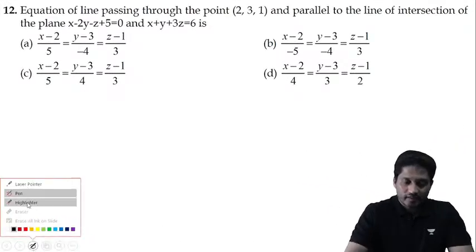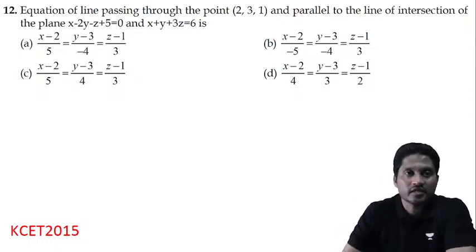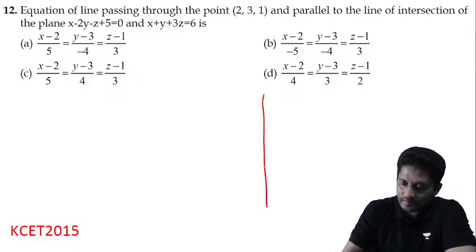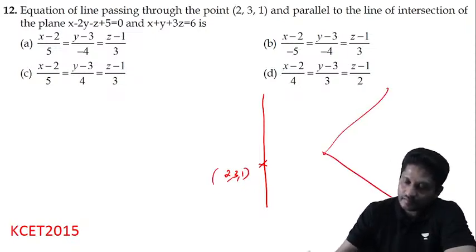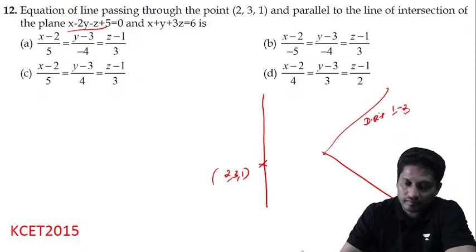Equation of a line passing through the point (2, 3, 1) and parallel to the line of intersection of the planes. I'm supposed to find the equation of a line passing through the point 2, 3, 1 and parallel to the line of intersection of the planes. Okay, let's say DRs normal to the plane. DRs normal to this plane is 1, -2, -1, and DRs normal to this plane is 1, 1, 3.